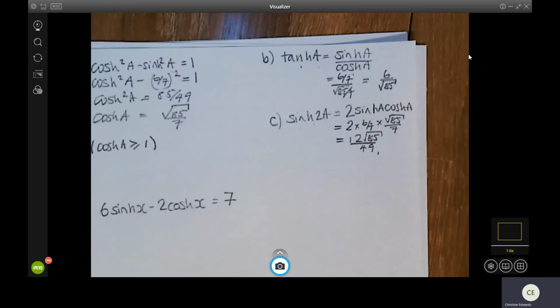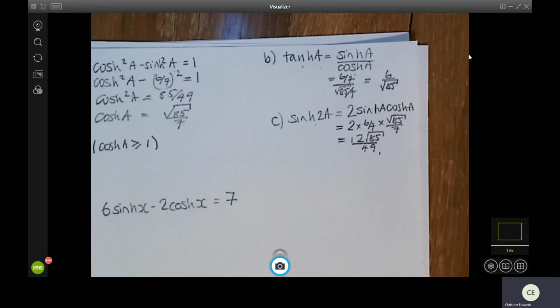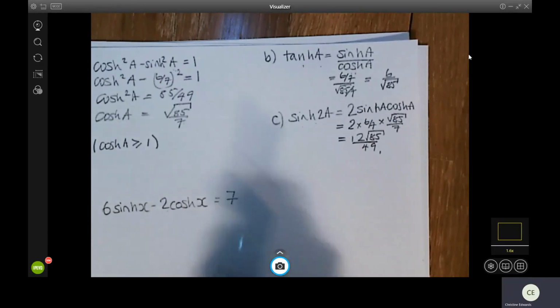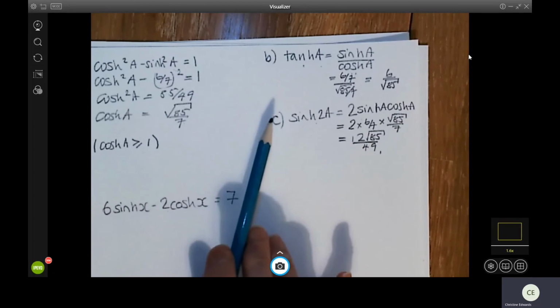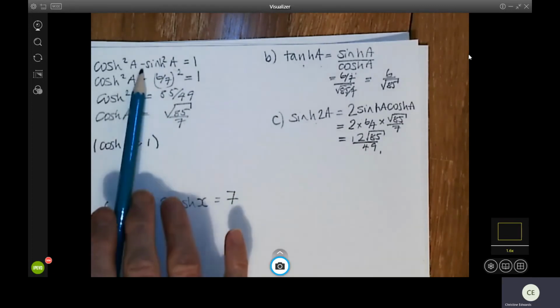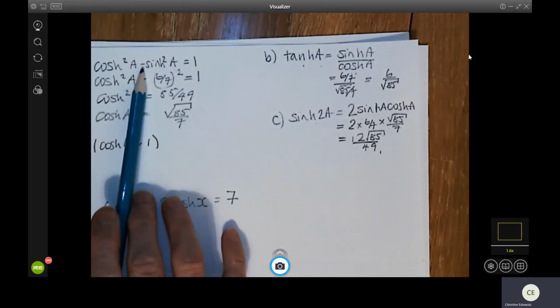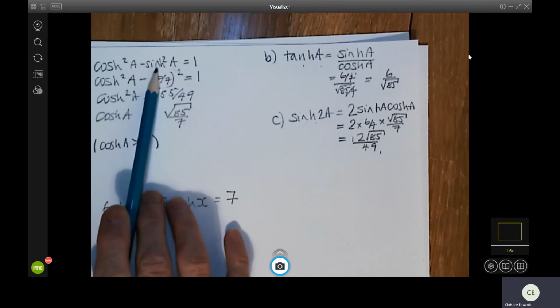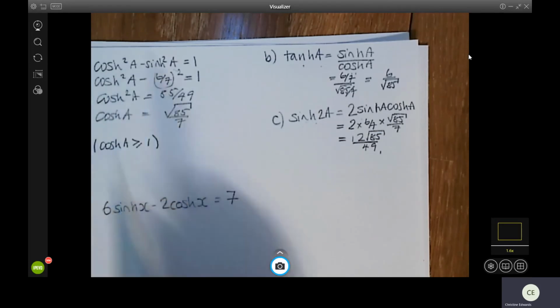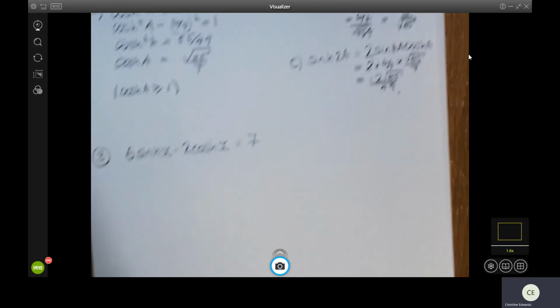Okay. So that's using 3 trig identities, one of which has a minus sign involved because we have a sine squared term which converts to a sinh squared with a minus. Number 3.